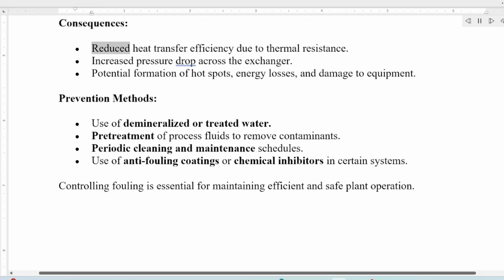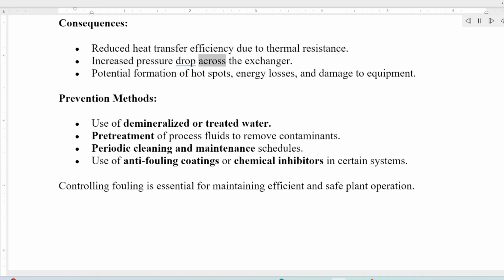Consequences: reduced heat transfer efficiency due to thermal resistance. Increased pressure drop across the exchanger. Potential formation of hot spots, energy losses, and damage to equipment. Prevention methods: use of demineralized or treated water. Pretreatment of process fluids to remove contaminants. Periodic cleaning and maintenance schedules. Use of anti-fouling coatings or chemical inhibitors in certain systems. Controlling fouling is essential for maintaining efficient and safe plant operation.